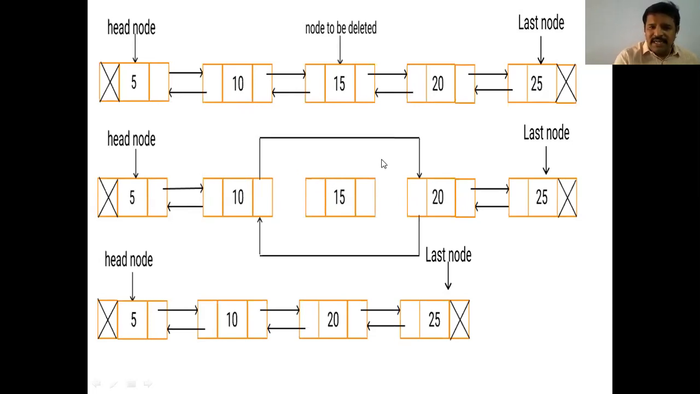So after deleting the node 15, the linked list looks like this. Now in the node 10, its next pointer will point to the node 20's address, and the previous part of the node 20 will point to the node 10. In this way we can adjust the pointers, right?